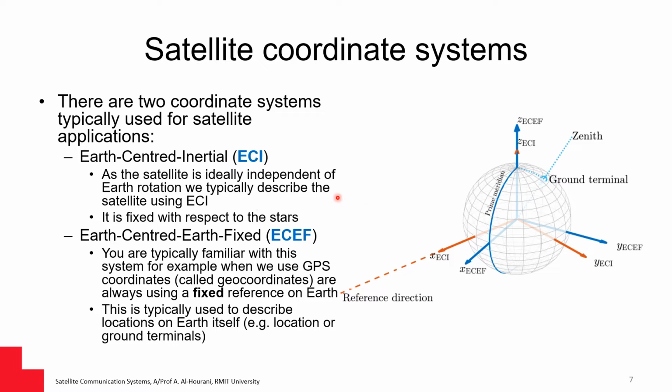To the contrary, the Earth-centered, Earth-fixed ECEF coordinate system is rotating along with the Earth. So you can see here the blue coordinates are rotating with respect to the ECI frame. We will see much more details in the upcoming 2 slides.